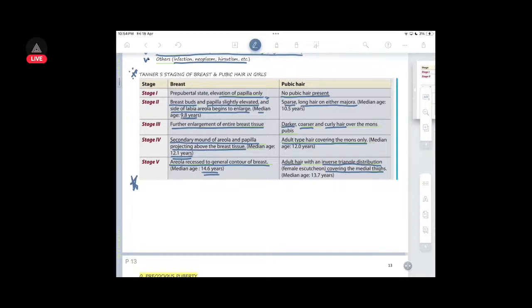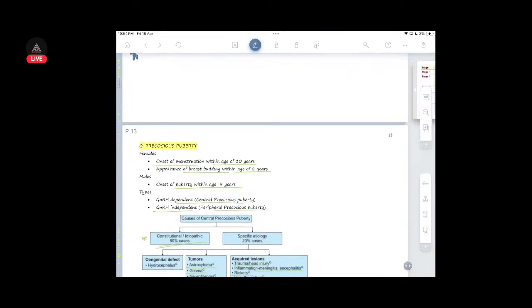So first you have none, then you have sparse long hair on either side of the labia majora, then you have darker, coarser and curly hair over the mons pubis, then you have adult hair covering only the mons, then you have inverse triangle distribution covering the medial thighs.